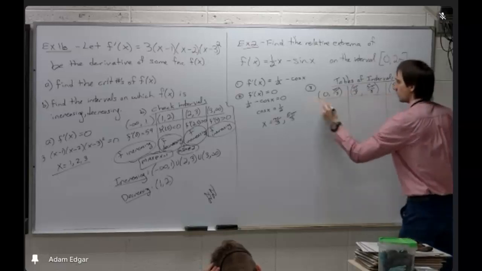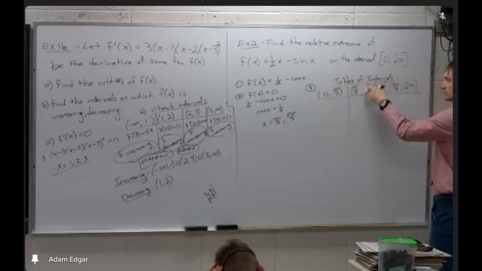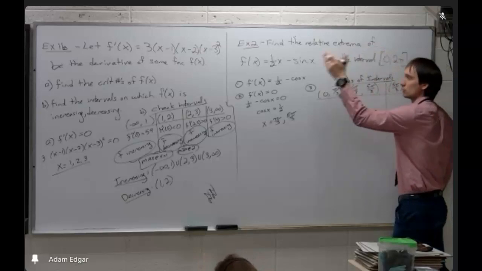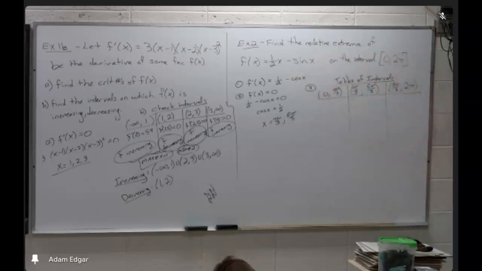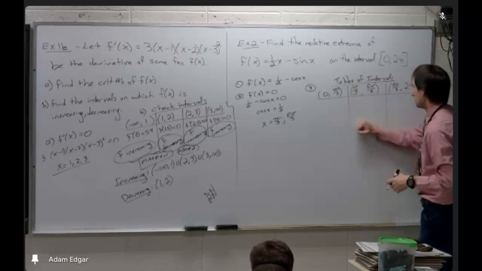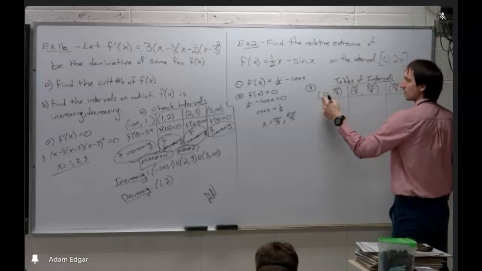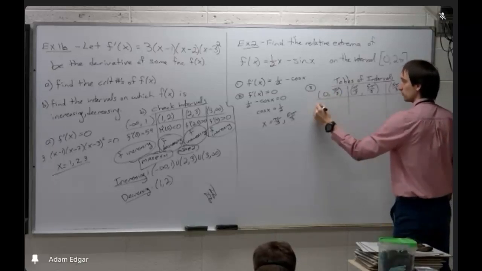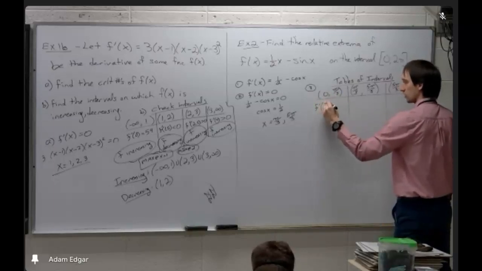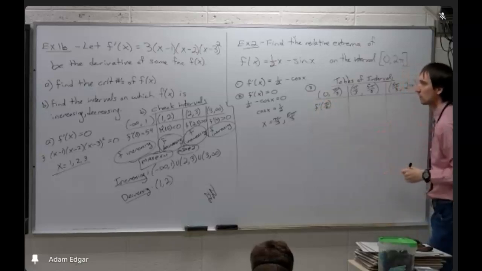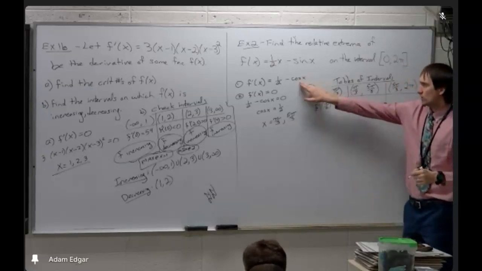And you're going to take a value from within each of these intervals and plug it into the derivative. Now, are you allowed to use your calculator for this? Yeah, absolutely. Because all we care about is whether the derivative is positive or negative. So, what's a good value between 0 and pi over 3? Pi over 6 is good. All right, pi over 6. What's cosine of pi over 6?